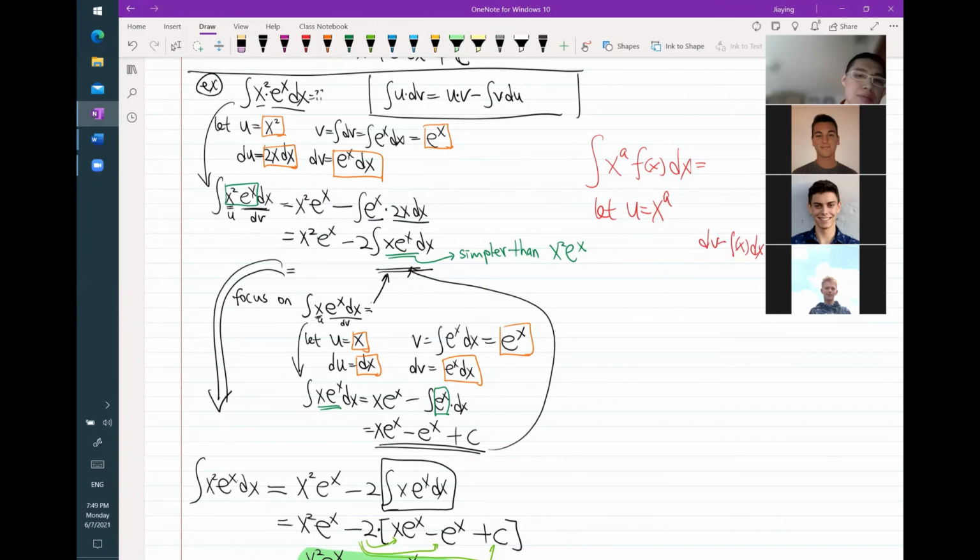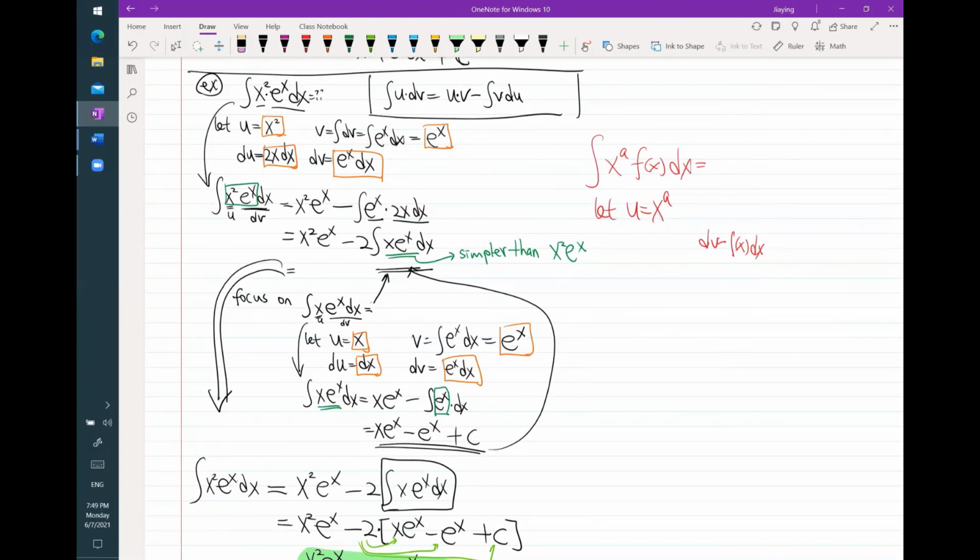Because the benefit of setting u and dv in this form is that when you find du, you get a x to the a minus 1 dx, and the dv is just f of x dx. So the benefit of this is that the du you're going to need in this part will have the x term with one less power in the exponent. So that's a benefit of that. Generally speaking, that's what you always set u to be if you have that setup.